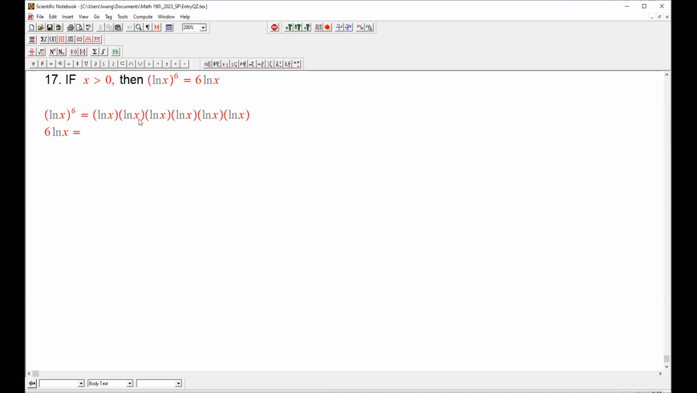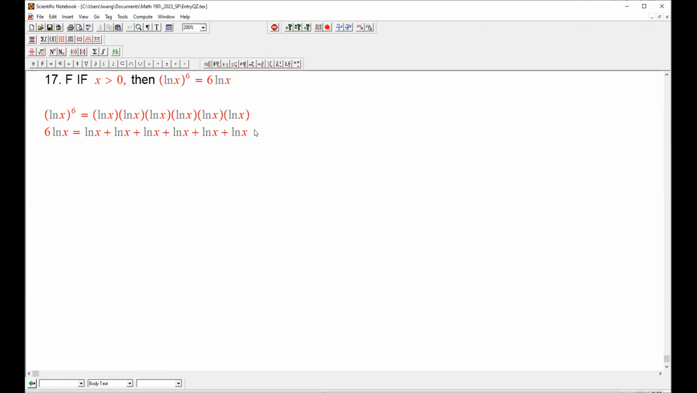It is ln x adding ln x, adding ln x, adding ln x, adding ln x, adding ln x. How many times? 1, 2, 3, 4, 5, 6. Are they the same? Of course they're not. You can easily come up with counterexamples. Okay, so this is false.